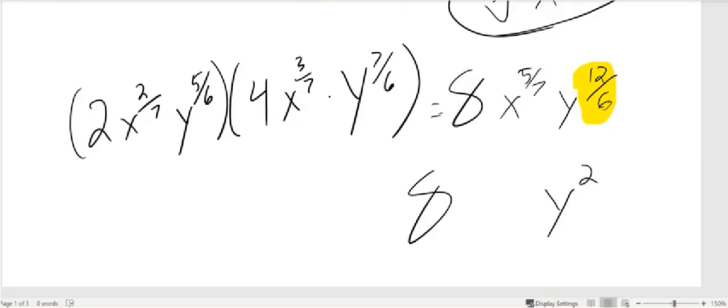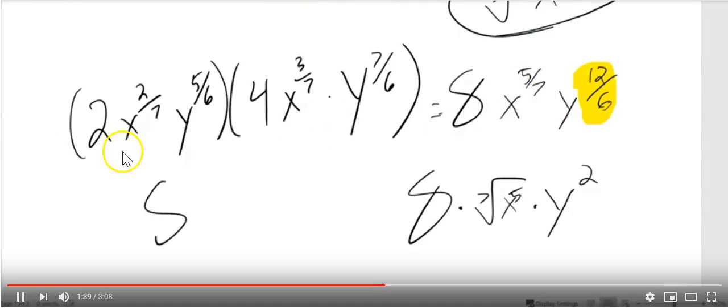Now that middle one, x to the 5/7. Your directions say to write it in radical form. So I'm going to put 7th root of x to the 5th. Oops, not the 5. x to the 5th. There you go. So all we're doing is just rewriting this in radical form.